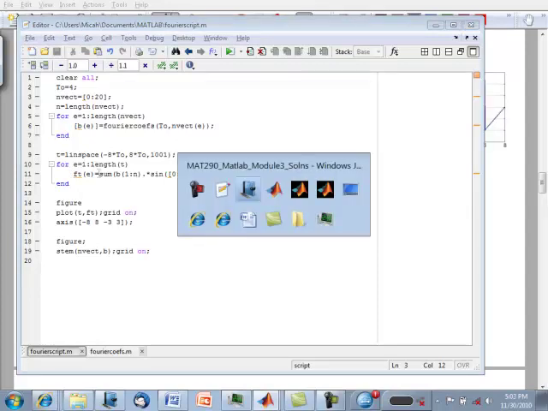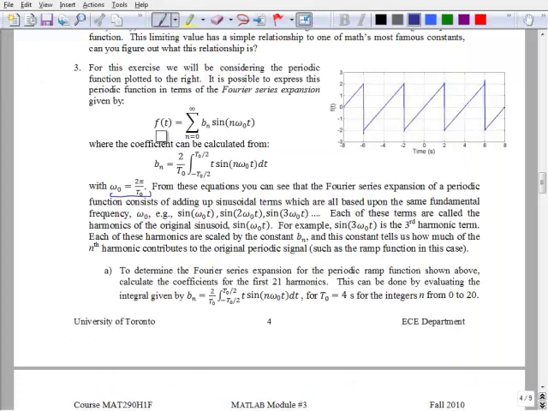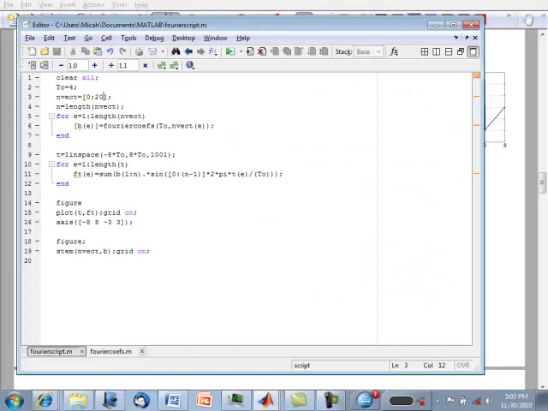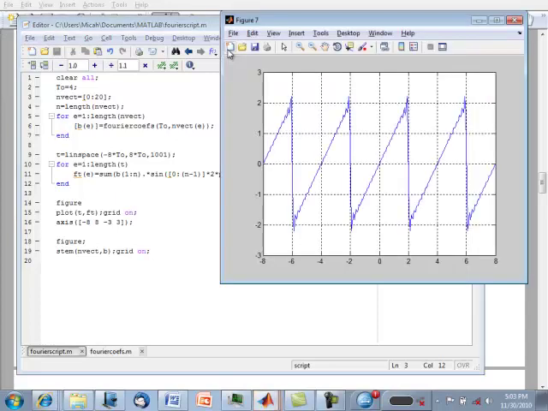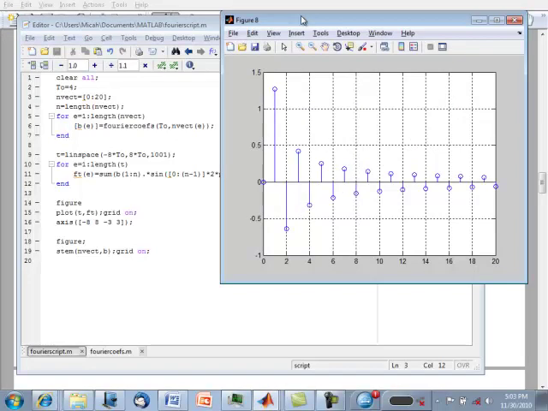And then the last two parts of this script are to plot both the time domain function as well as the values of the coefficients. So if I run this script, I get two plots. So these are the values of the coefficients. So these are B0, B1, B2, B3, B4, etc. So you can see that as you go to higher harmonics, the sine waves have a higher and higher frequency. The coefficients are dropping.